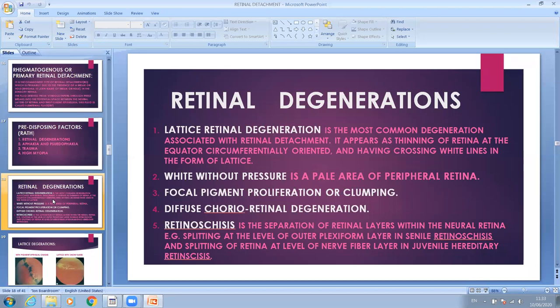Lattice degeneration is very common, the most common degeneration associated with retinal detachment. It appears as thinning of the retina at the equator. Circumferentially they are present, and they have crisscrossing lines over them.